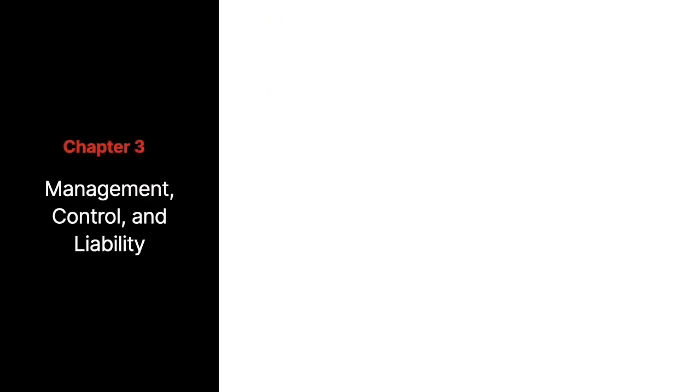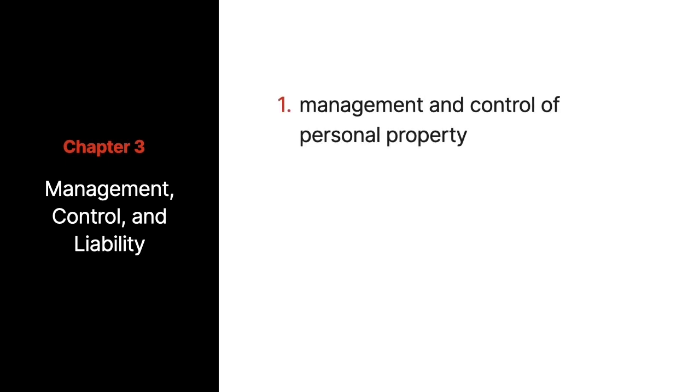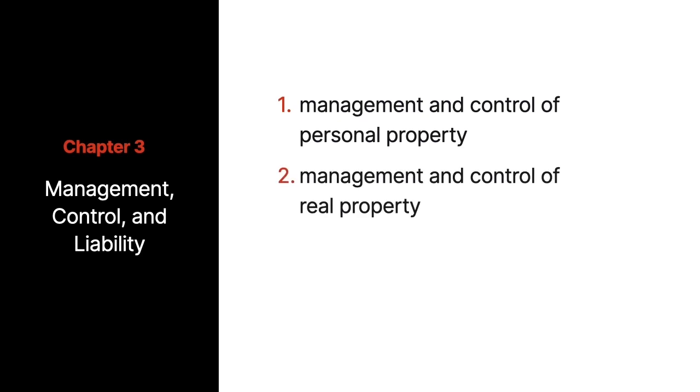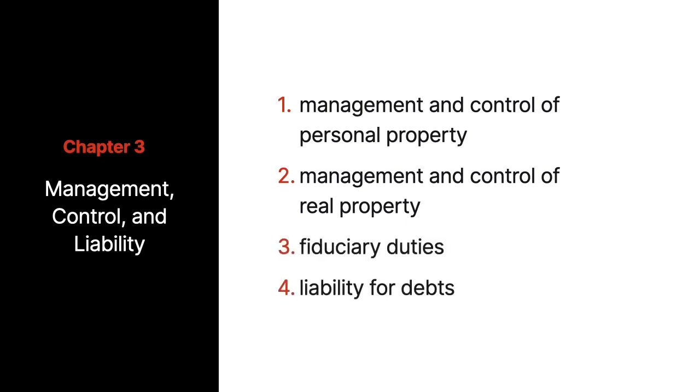Chapter 3 covers management, control, and liability during marriage. It first addresses each spouse's rights regarding community property, including the right to transfer property to third parties. It then explores spouses' obligations, looking at the fiduciary duties that spouses owe each other, as well as liability for debts incurred by a spouse before or during marriage.